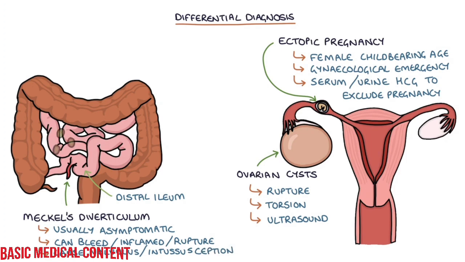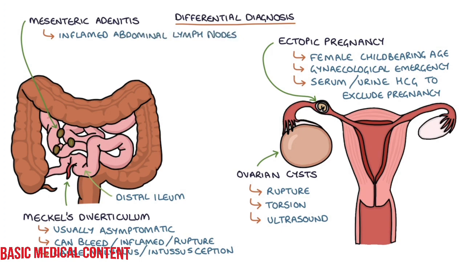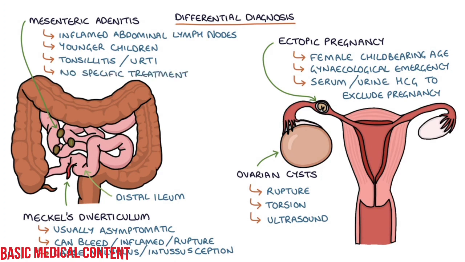And the final differential we'll talk about is mesenteric adenitis. Mesenteric adenitis describes inflamed abdominal lymph nodes. It presents with abdominal pain, usually in younger children, and is often associated with tonsillitis or an upper respiratory tract infection. No specific treatment is required for the mesenteric adenitis.